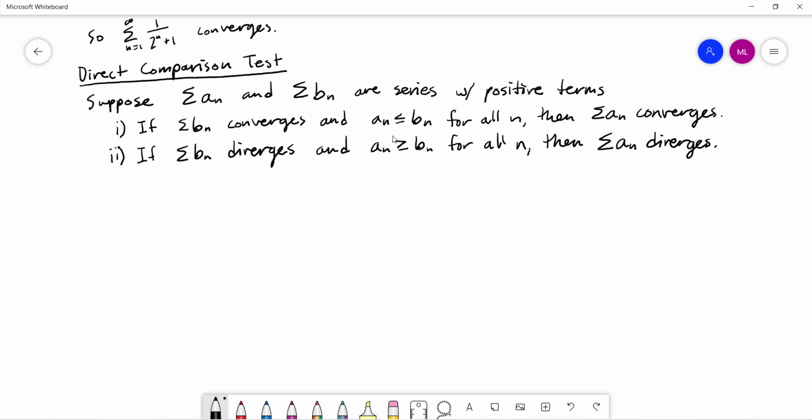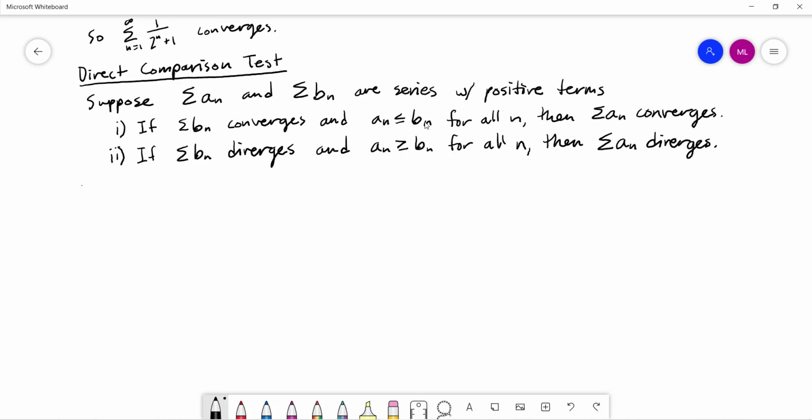So this is what I mean by being careful about how your comparison is set up. If you're trying to prove divergence, you need your a sub n's to be bigger than your b sub n's. You need your unknown terms to be bigger than the terms in the series that you do know. If you're trying to prove convergence, then you need the terms in your unknown series to be smaller than the terms in your known series. So keep that in mind.